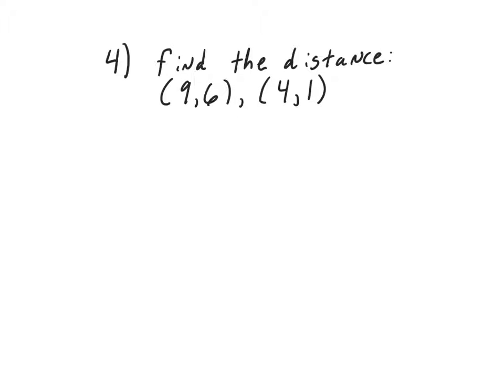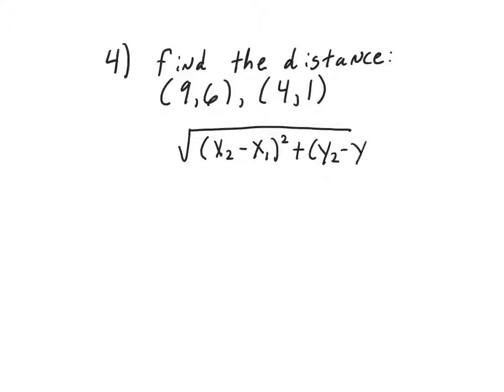On number 4, it's asking us to find the distance between (9, 6) and (4, 1). So we're going to use the distance formula. It's going to be the square root of (x2 minus x1) squared plus (y2 minus y1) squared.